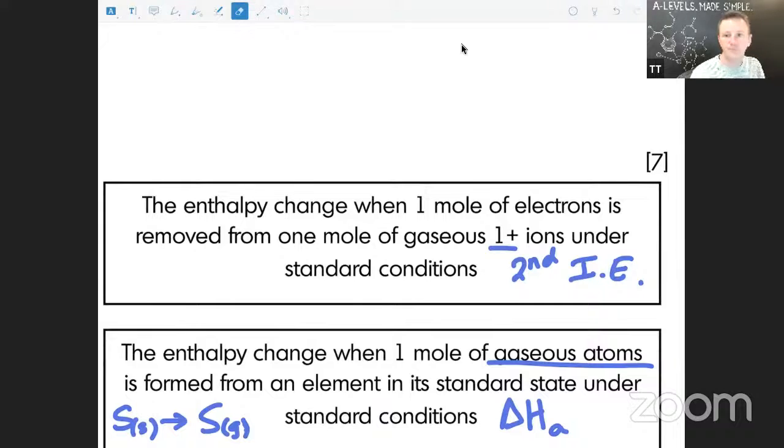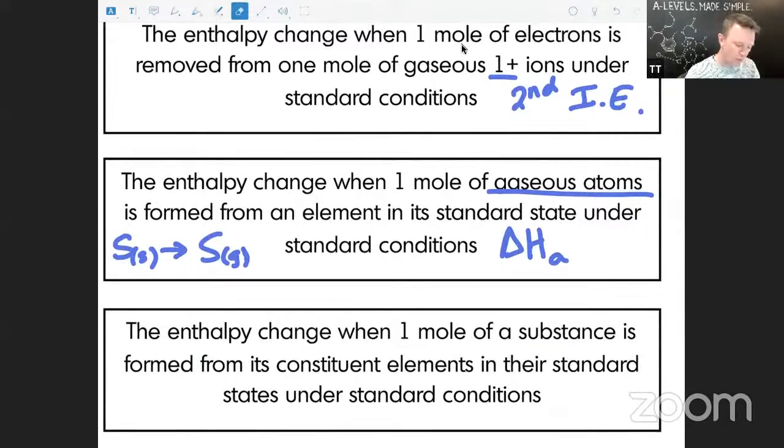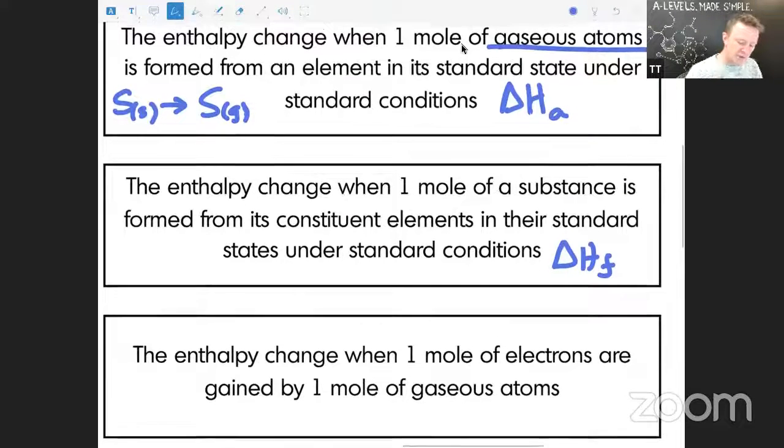Now, next up, the enthalpy change when 1 mole of a substance is formed from its constituent elements in their standard states under standard conditions. What's that one? That's formation. Yeah, absolutely. Delta HF for formation. So we know that one off by heart. The enthalpy change when 1 mole of electrons are gained by 1 mole of gaseous atoms. What's that?